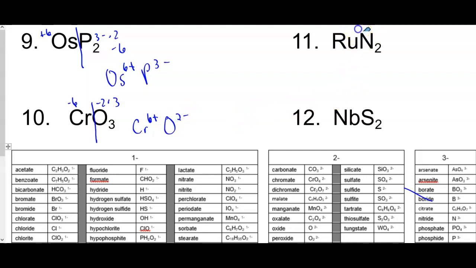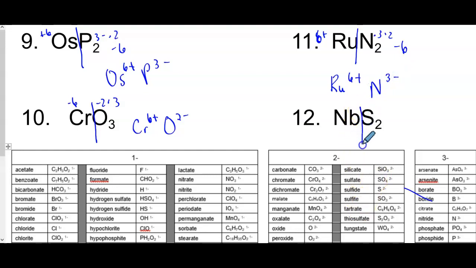Hopefully you've already tried 11 and 12. We're going to split this. We're going to see that nitrogen's a minus 3. It's right here. There are 2 of them. So that's a negative 6. Making this has to be a 6 plus because there's only 1. So this is going to be Ru 6+ and N 3-.